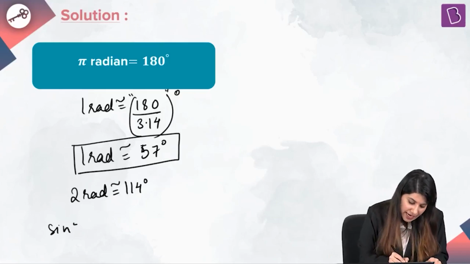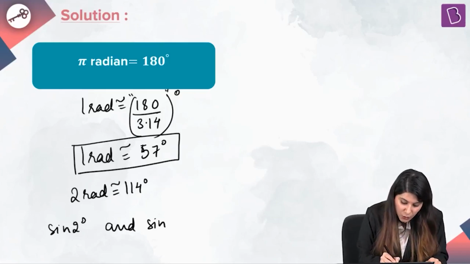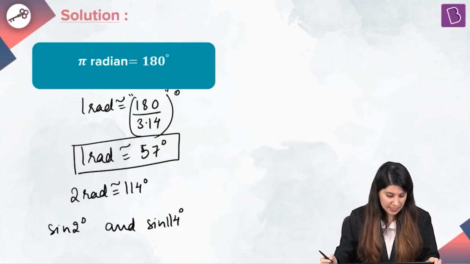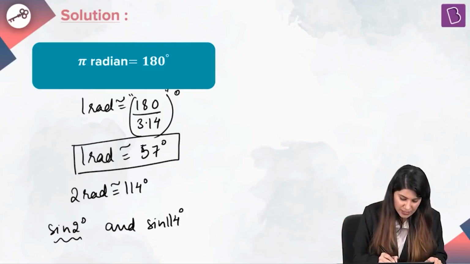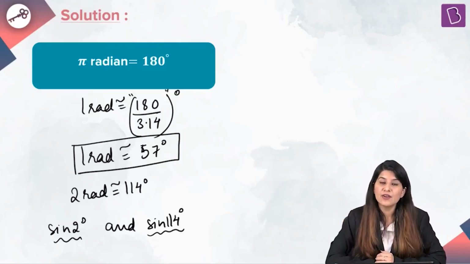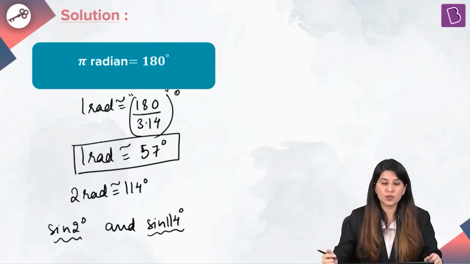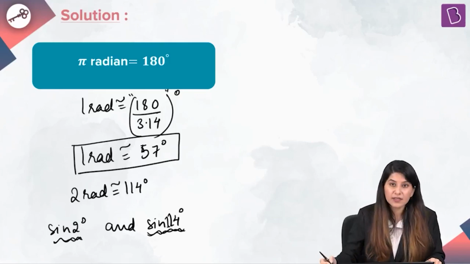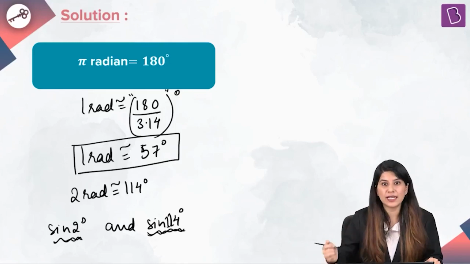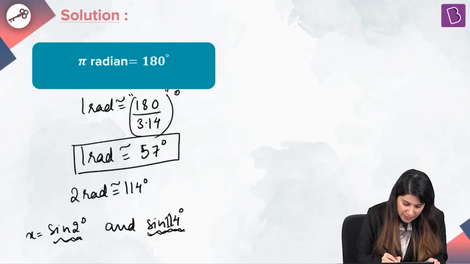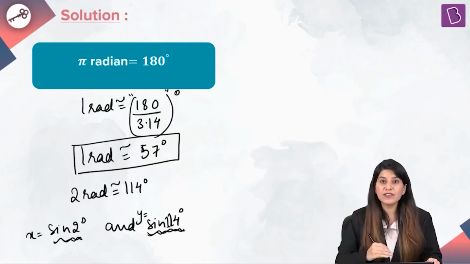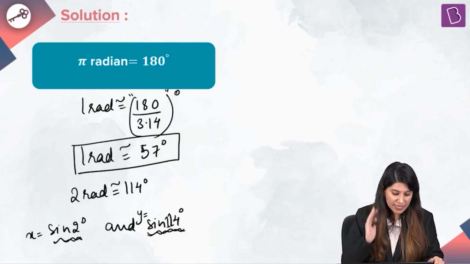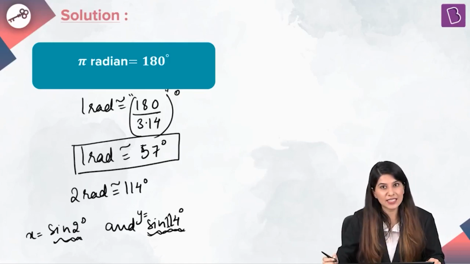And we need to compare sine 2 degree and sine 2 radians. That means 114, approximately 114 degrees. Now, whenever you see such questions, sine 2 degrees, sine 114 degrees, always check the sign of both the trigonometric ratios. By sign, here I mean that you need to check whether it is positive or negative. So here this is x, this is y. There are chances that one of them is positive and one of them is negative. If this is the case, it will be easier to say that either x is greater than y or y is greater than x, isn't it?